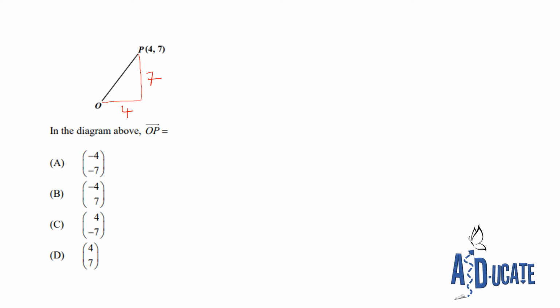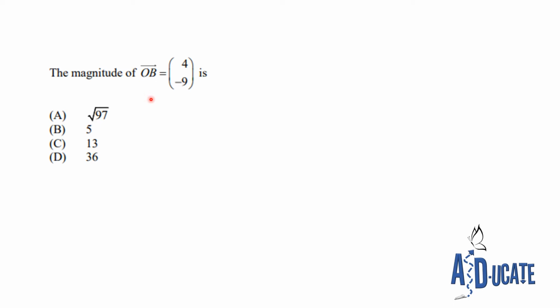Remember that the x and y coordinates of a point and the position vector of that point are the same: the x coordinate and the x component are the same, and the y coordinate and the y component are the same. So we should have (4, 7) for our answer. Therefore our answer here is D.